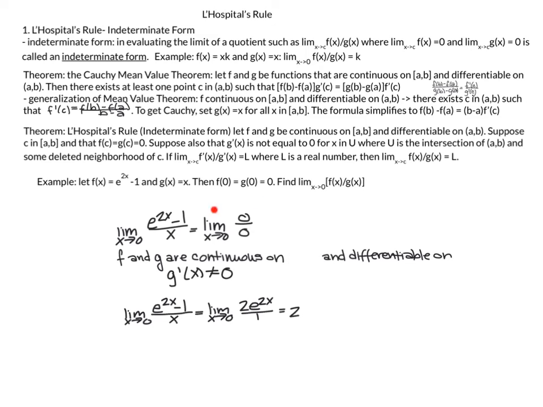Here we have the indeterminate form, but we do have that f and g are both continuous on [0, 1], and they're differentiable on the open interval. We also see that g prime of x is not equal to 0, so it satisfies the conditions of L'Hopital, and we can take the derivative of f and g, so we have 2e to the 2x over 1. The limit as x approaches 0 is equal to 2, and therefore that would be the limit of f of x over g of x.